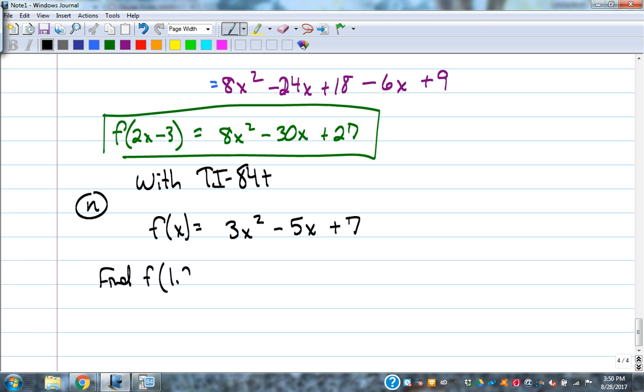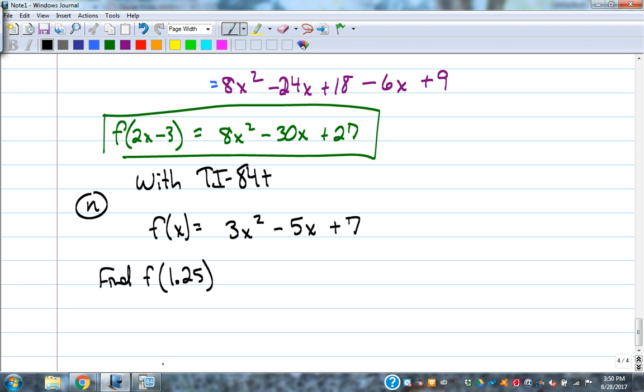F of 1.25. Something like that. Something that wouldn't be easily done in your head. Squaring 1.25 is not easily done in your head. Then multiplying that times 3, not incredibly easy to do in your head. So the TI calculator can be helpful when we're only plugging in a number. It's very helpful for that.